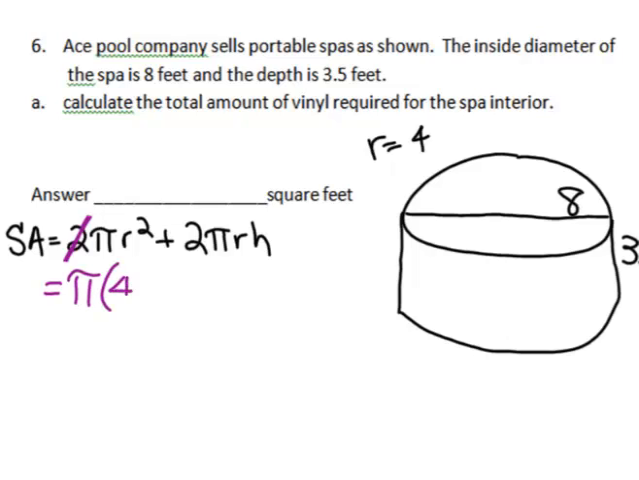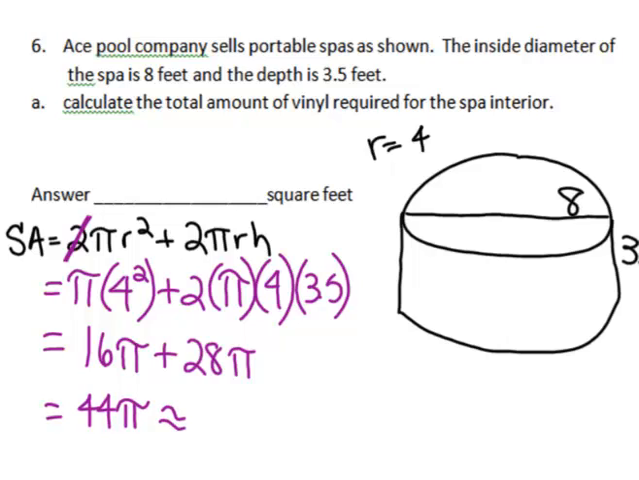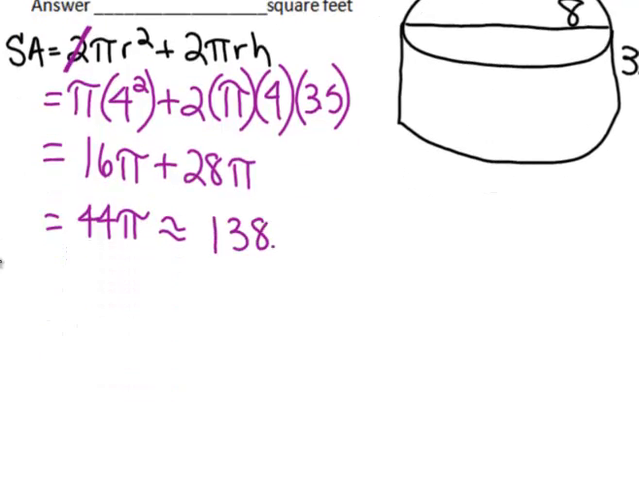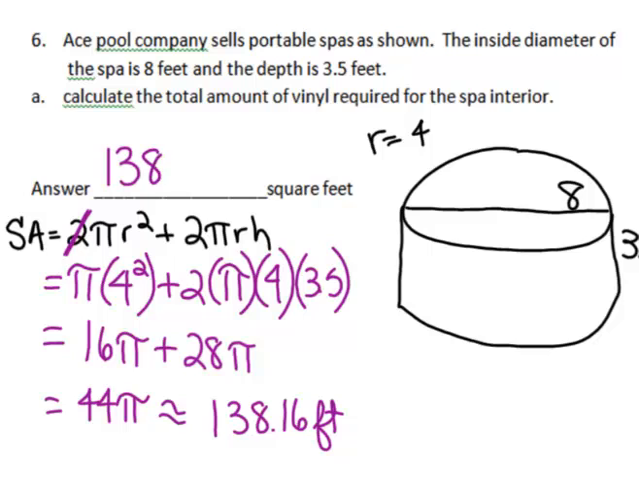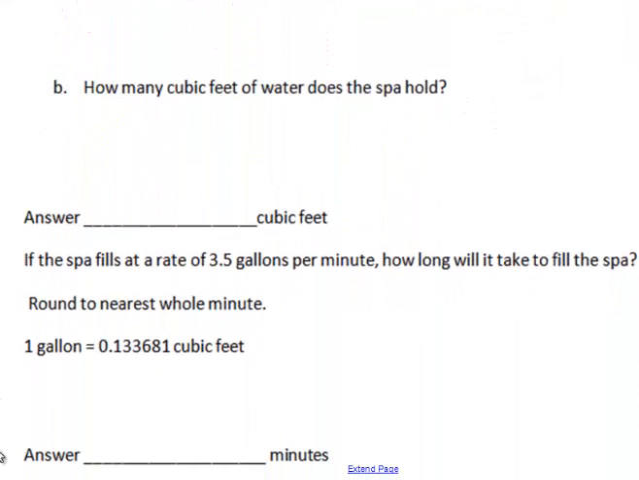So I have pi r squared, the radius is 4, so pi times 4 squared plus 2 times pi times 4 times 3.5. So this gives me 16 pi plus 8 times 3.5 equals 28 pi. So that equals 44 pi, which is about, I'm going to take 44 times 3.14, which is about 138.16 square feet. Okay? So that's the surface area.